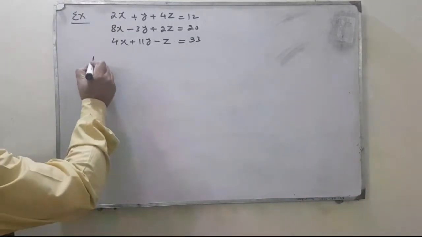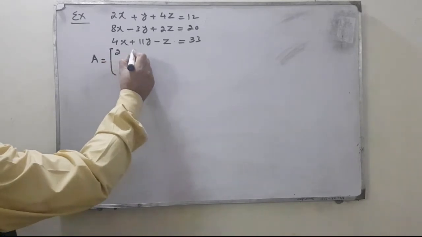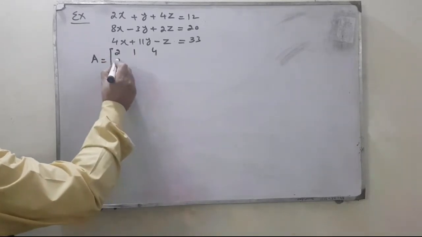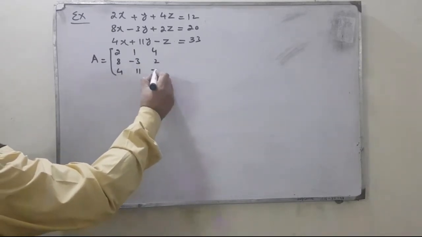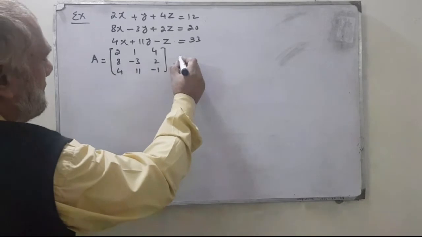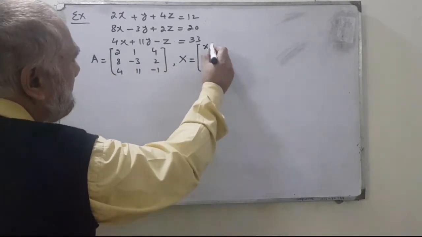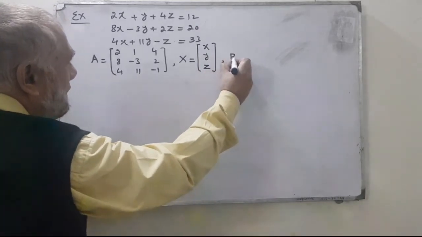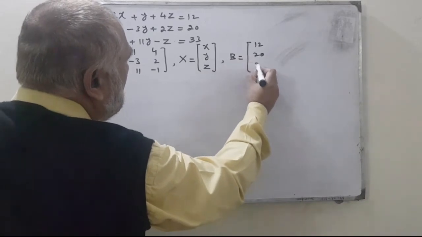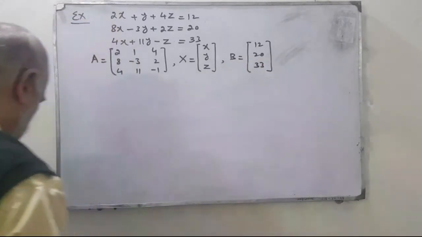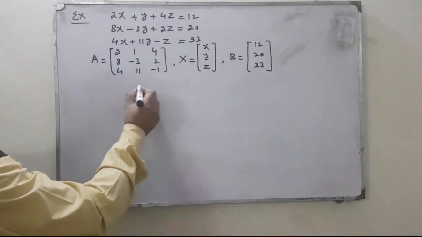Okay, the first step is defining the coefficient matrix, which is 2, 1, 4, 8, minus 3, 2, 4, 11, and minus 1, and the unknowns are x, y, and z, and the right side containing the constants are 12, 20, and 33. So this is the situation so far, and now we have to start the algorithm.